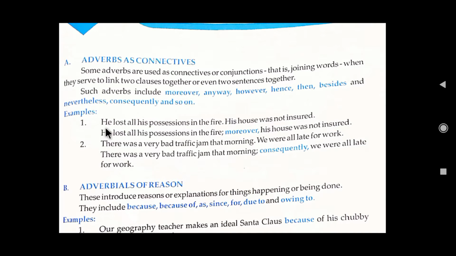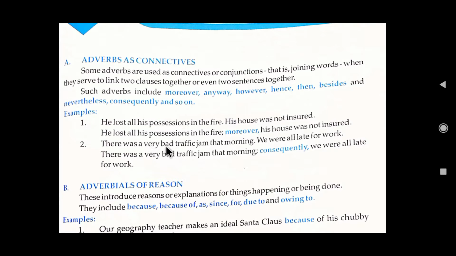Follow the example. He lost all his possessions in the fire. His house was not insured. Now these are two simple sentences. We are going to join them with the help of a connective adverb. He lost all his possessions in the fire. Moreover, his house was not insured. So with the help of moreover, we join these two sentences. That is an adverbial connection.